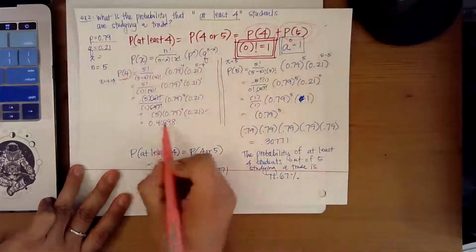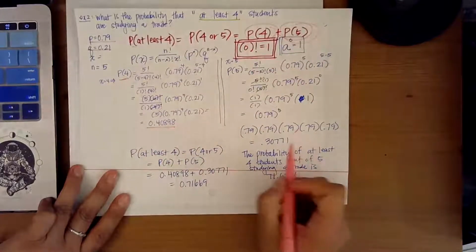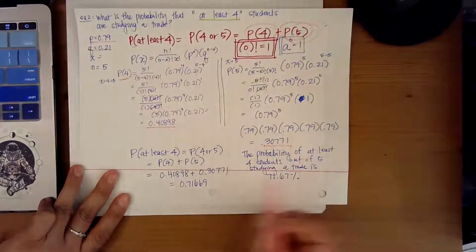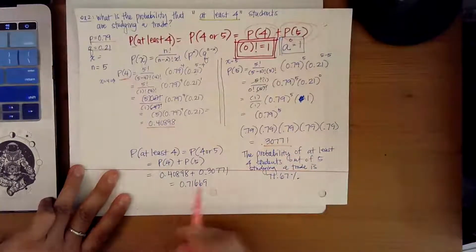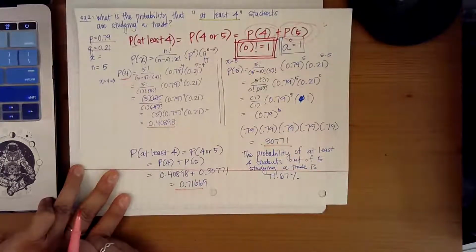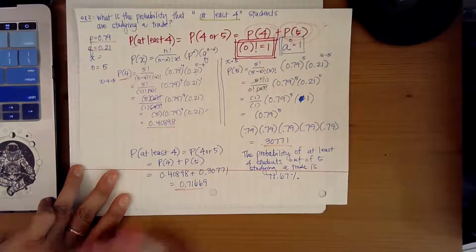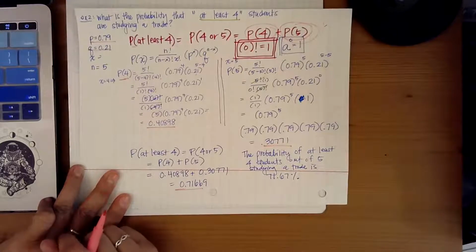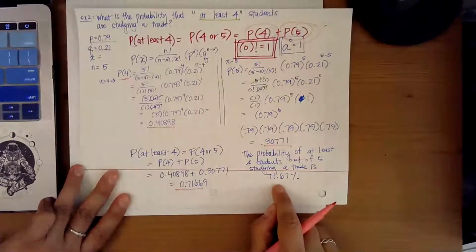So now the possibility of at least 4 means I got to add these two probabilities together, and that's exactly what I did. 0.40898 and 0.30771 right here are added, gives me 0.71669, which indicates that the probability of at least 4 out of 5 students studying a trade is 71.67%.